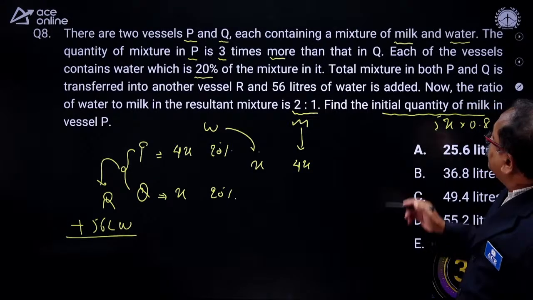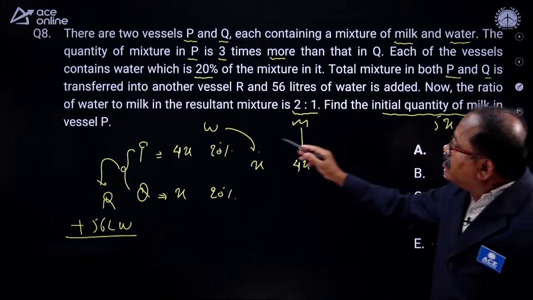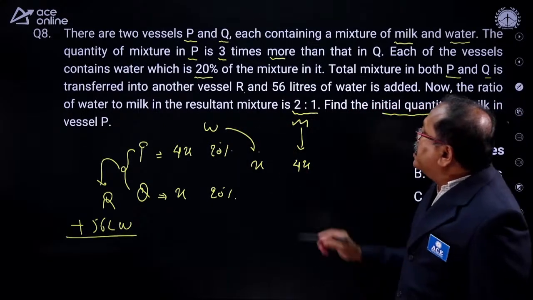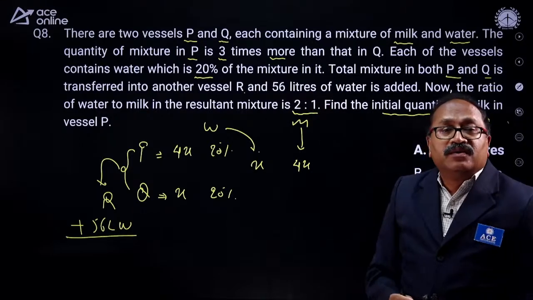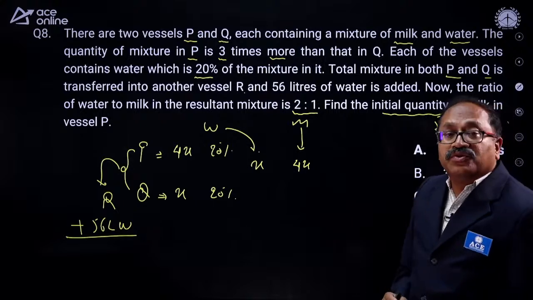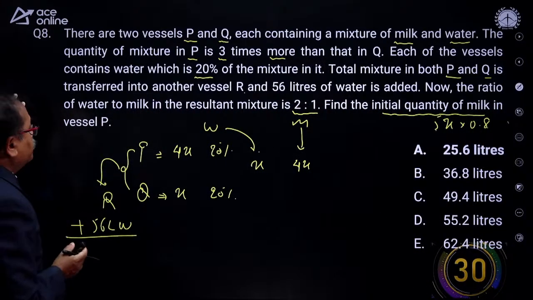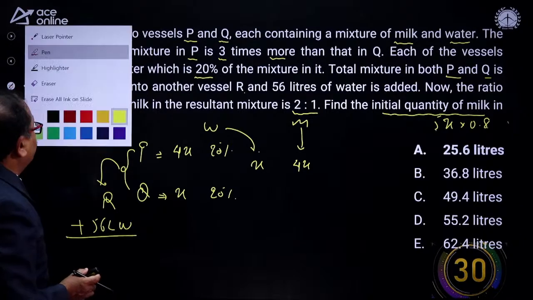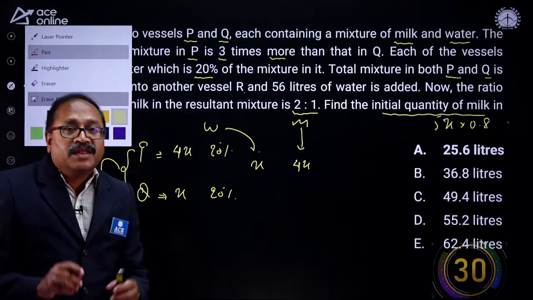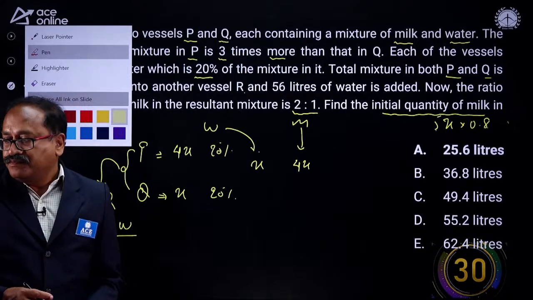अब इसमें क्या बताया? टोटल मिक्सचर इज पाउर्ड ऑन P and Q किस में डाल दिया गया? R में डाल दिया गया. उसके बाद में वाटर भी 56 लीटर्स डाला गया. तब जाके रेशियो 2:1 हो रहा है. तो अब इसको कैसे आप एक्सप्रेस करोगे? यहाँ पे आपके लिए 30 सेकेंड देते हैं. आप जरा सोचो. आई विल फिनिश इट. कम ऑन.